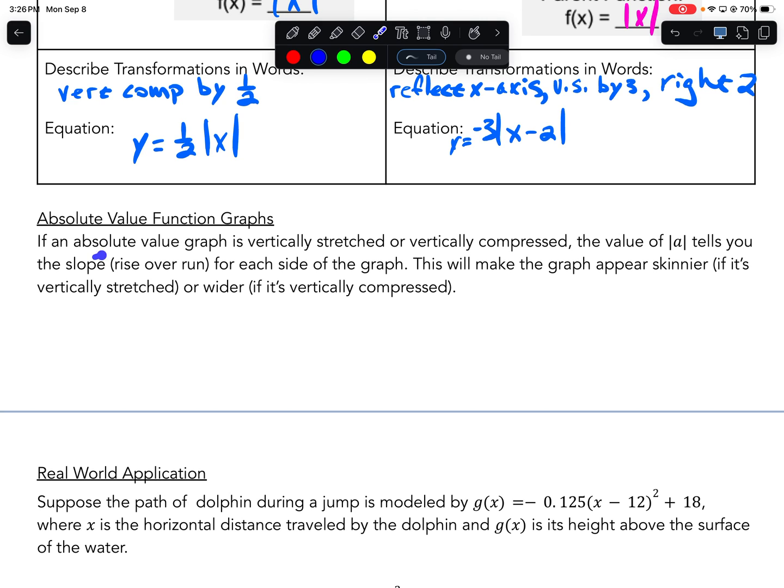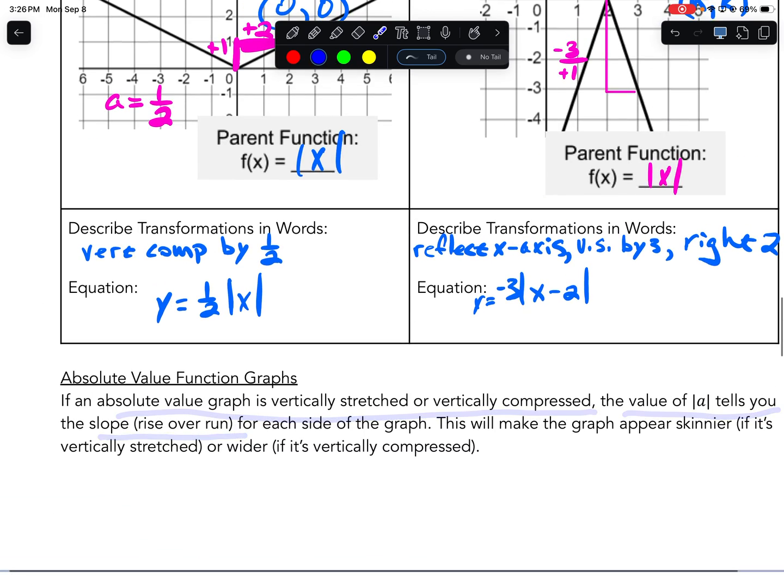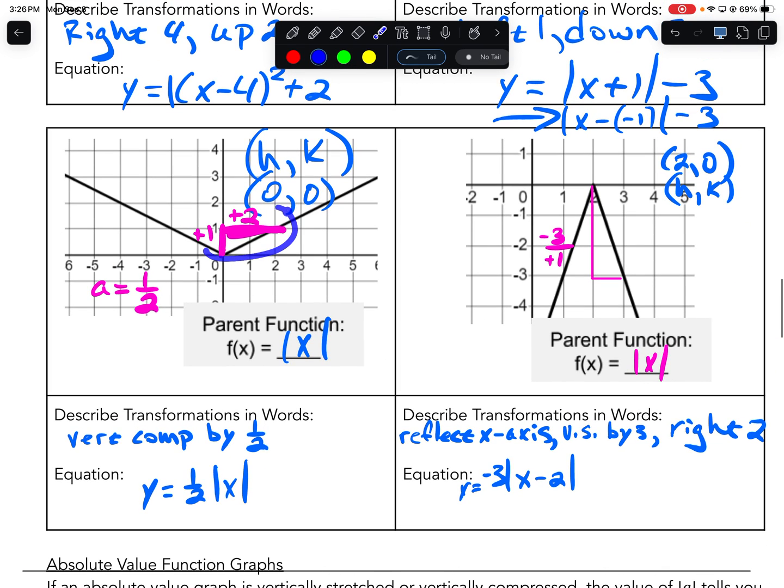So, if an absolute value graph is vertically stretched or compressed, the absolute value of A tells you the slope, rise over run. So that's what we're talking about here, that slope, rise over run.